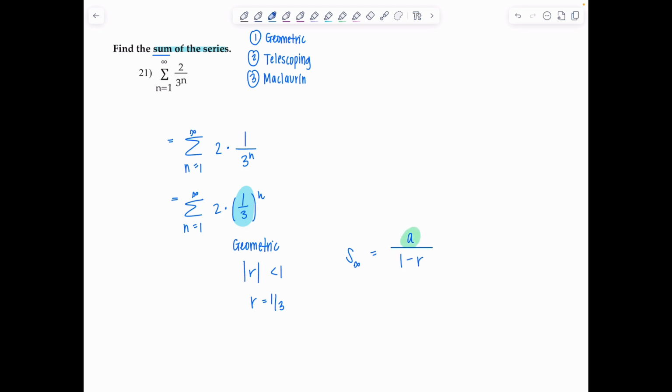I don't like to always put a sub 1 because sometimes the first term starts at 0 or somewhere else. So I just write a, but remember it's the first term of the series. This one starts at 1. So the first term, if n is 1, would be 2 times 1/3 or 2/3, over 1 minus r, common ratio, which is 1/3. So this is 2/3 over 2/3, which is 1. Voila, we are done. That was good. Okay, here's another one.